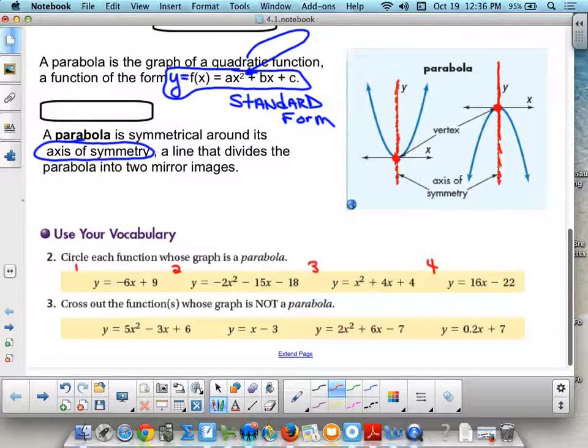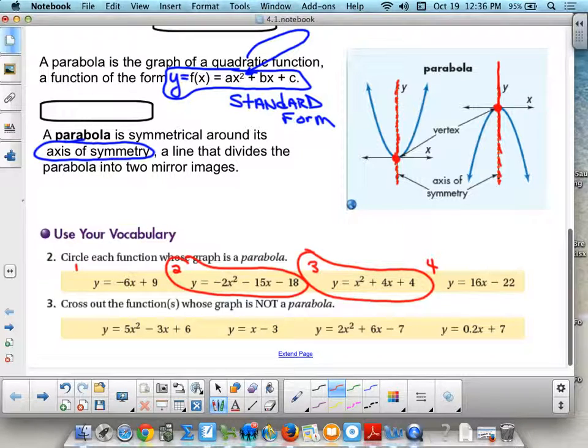Here, I numbered them for you: 1, 2, 3, 4. Which ones are parabolas? 2 and 3. Why? Because they've got x squared.